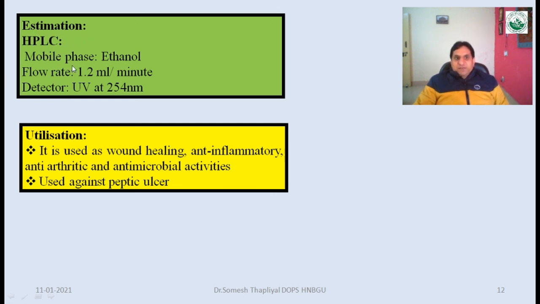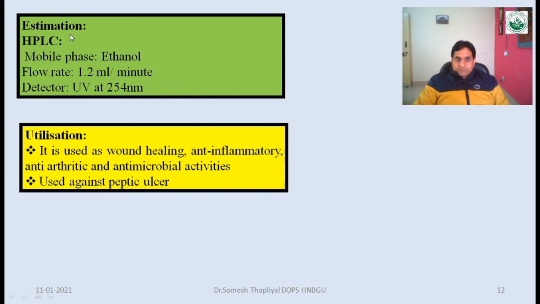So in the HPLC method, the mobile phase commonly used is ethanol, and the flow rate should be 1.2 ml per minute, and we can detect under UV light at 250 nanometers. So it is all about the HPLC method, and what you have to do is prepare the sample as per the official monograph, then prepare the standard at different concentrations, then flow it through the column at 1.2 ml per minute, and we can detect at 254 nanometers.